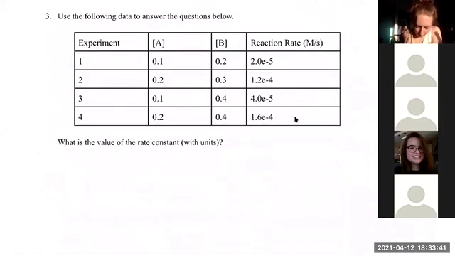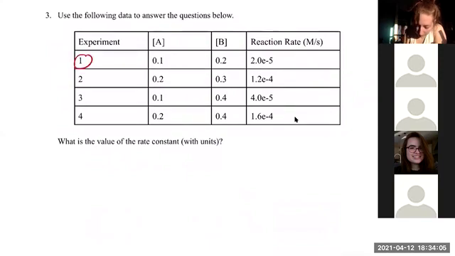So number 3, we have these experiments and it's asking for the rate constant with units. Okay, so if we use our isolation method, we want to find experiments that stay constant in A and then change in B, or stay constant in B and change in A. So if we look, experiments 1 and 3, A is constant, B is changing, and so is the reaction rate. It is doubling. So it has that proportional relationship. So we know B is first order.